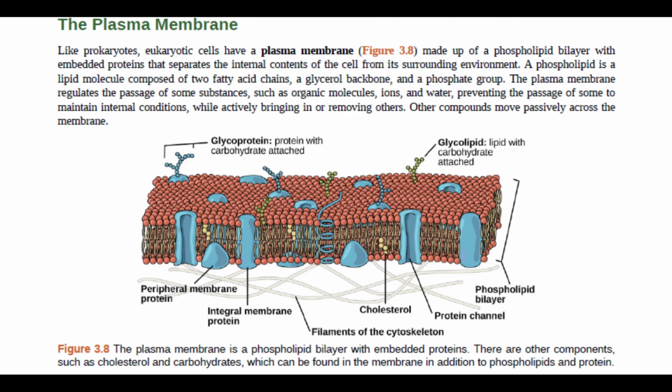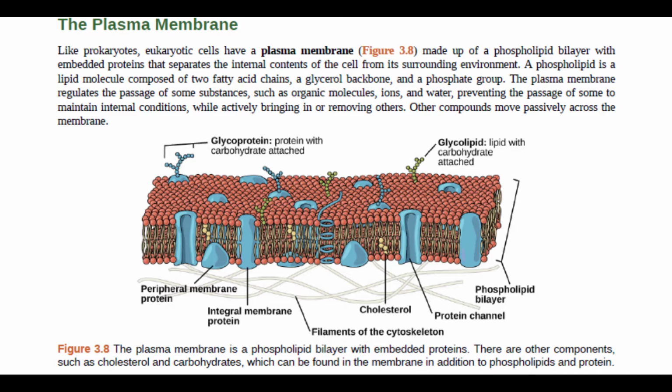The plasma membrane. Like prokaryotes, eukaryotic cells have a plasma membrane made up of a phospholipid bilayer with embedded proteins that separate the internal components of the cell from its surrounding environment.